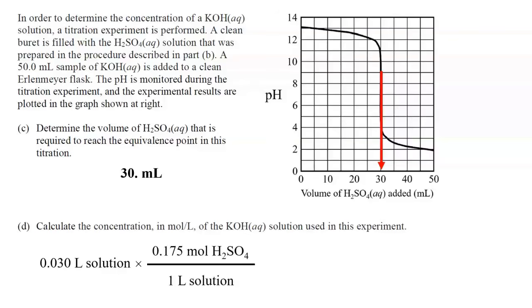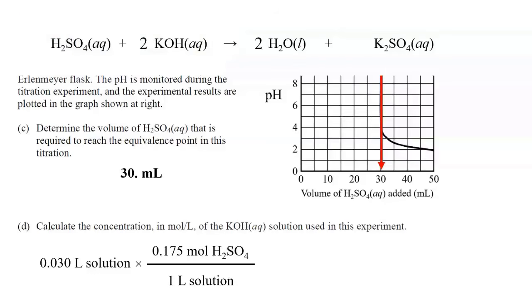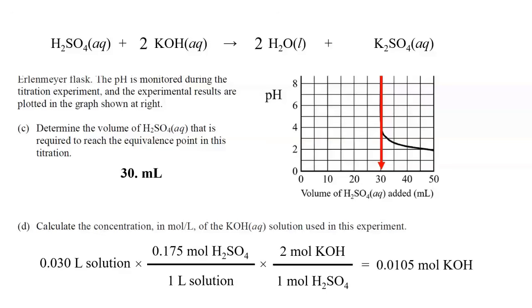Now we have to go from moles of sulfuric acid to moles of potassium hydroxide. So we need the balanced equation, which was written in Part A of this question. Here's the balanced equation from Part A, and as you can see from the coefficients, there are 2 moles of potassium hydroxide for every 1 mole of sulfuric acid. If we do this math, 0.03 times 0.175 times 2, that gives us the number of moles of potassium hydroxide.